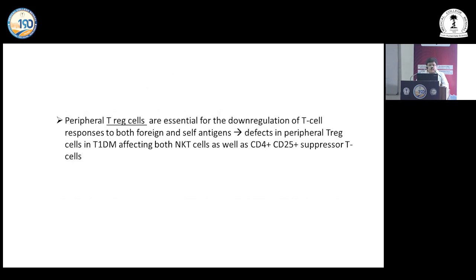The peripheral T regulatory cells are essential for the downregulation of the T cell responses to both foreign and self antigens, the failure of which is the major cause of autoimmunity. The defects in the peripheral T regulatory cells in type 1 diabetes affect both the natural killer T cells as well as the CD4 plus and CD25 plus suppressor T cells.